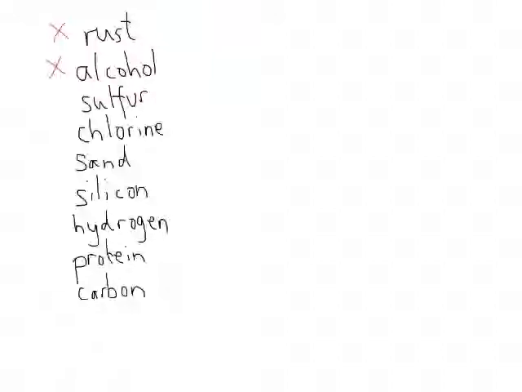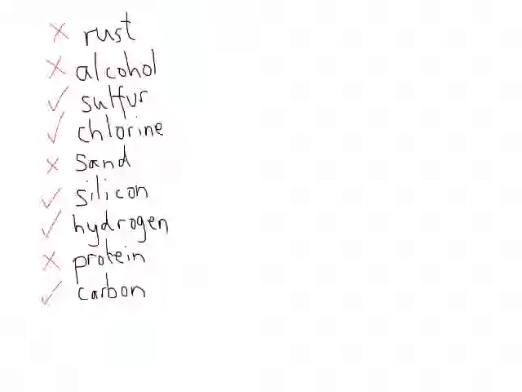What about the next one? Sulfur. Sulfur is a big yes. Sulfur you should see is the 16th element. We'll give that a tick. Chlorine is next door. Chlorine is the 17th element. Sand. Sand, no, I can't see sand, but I can see silicon. Hydrogen is the first element on the periodic table, right in the top left-hand corner, number 1. Protein isn't on there. There's a P for phosphorus, but there's no protein. And finally, carbon. Carbon is the 6th element on the periodic table.